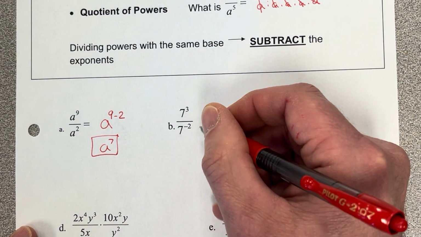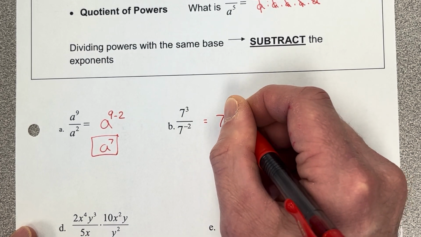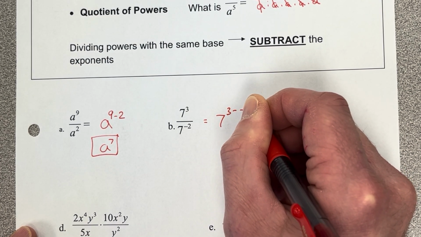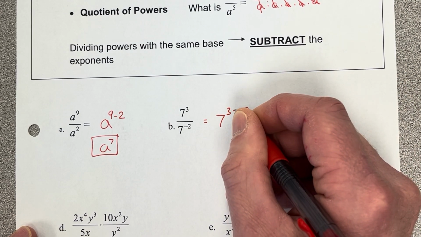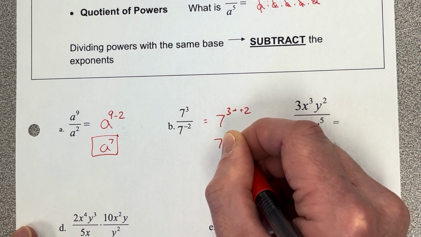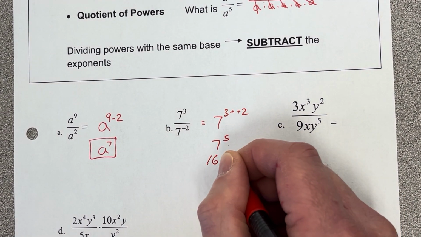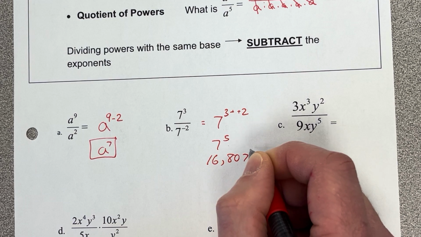If you have negative numbers, it doesn't matter. You just want to be careful with it because it's going to be 3 minus a negative 2, which would actually become plus 2. So it'd be 7 to the 5th. And then punch that into your calculator, find out what you get. So 7 to the 5th power. And I got 16,807.